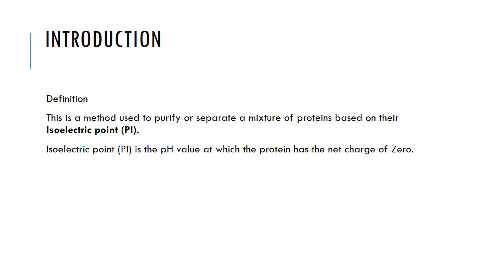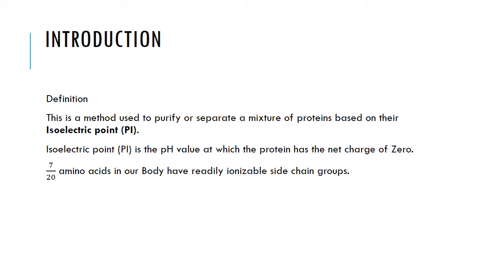When we deal with the isoelectric point, simply we mean the pH value at which the protein has a net charge of 0. So each point where the net charge of a certain protein is 0, that point is referred to as what? Isoelectric point.